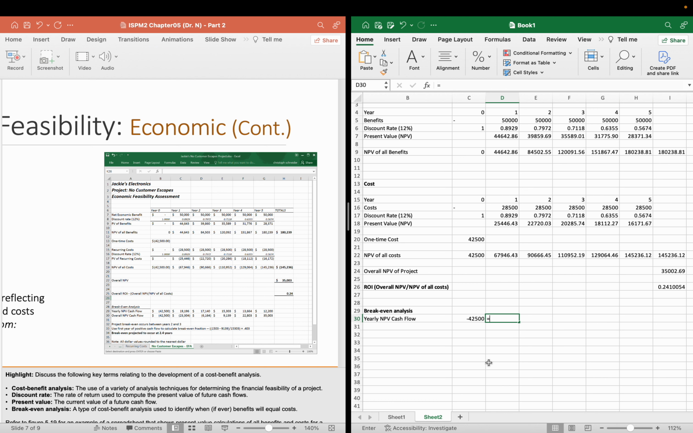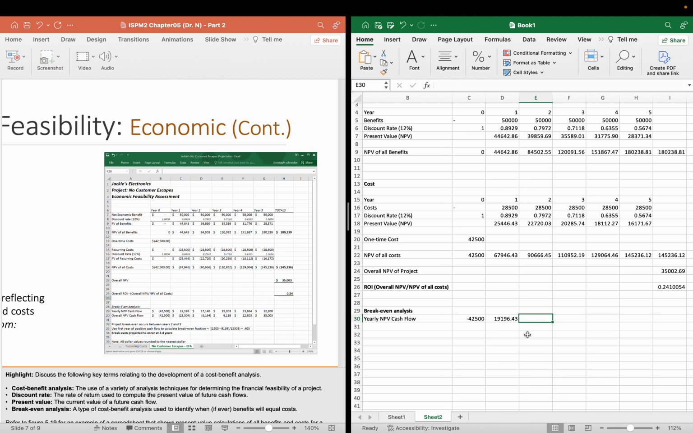The next one, going into year 1. In year 1, in net present value, we made $44,642, but we paid 25,000, right? So we need to have benefit minus cost. Remember, net present value of benefit minus net present value of cost. So we have a positive cash flow in year 1.